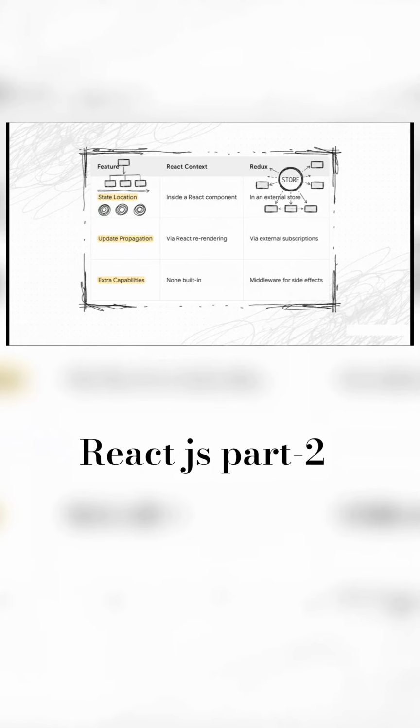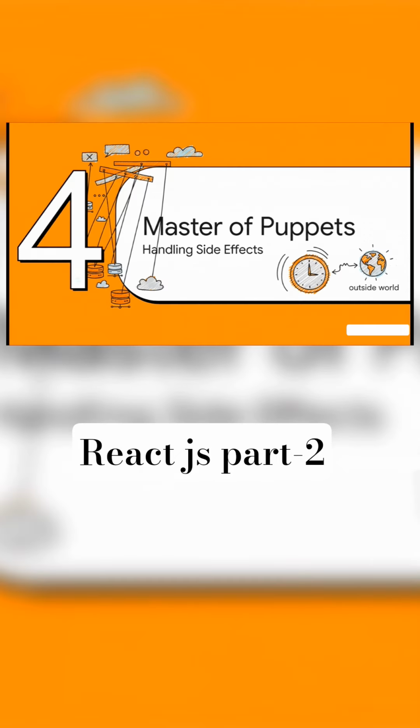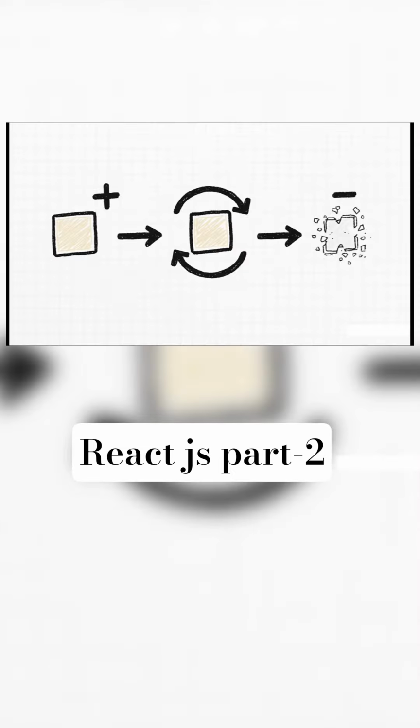helpful extras like middleware. Okay, so far we've only been talking about state that lives inside our app. But let's be real, most applications need to interact with the outside world: fetching data from an API, setting timers, all that good stuff. In React, these are called side effects. To handle these side effects properly, we have to understand the component lifecycle.